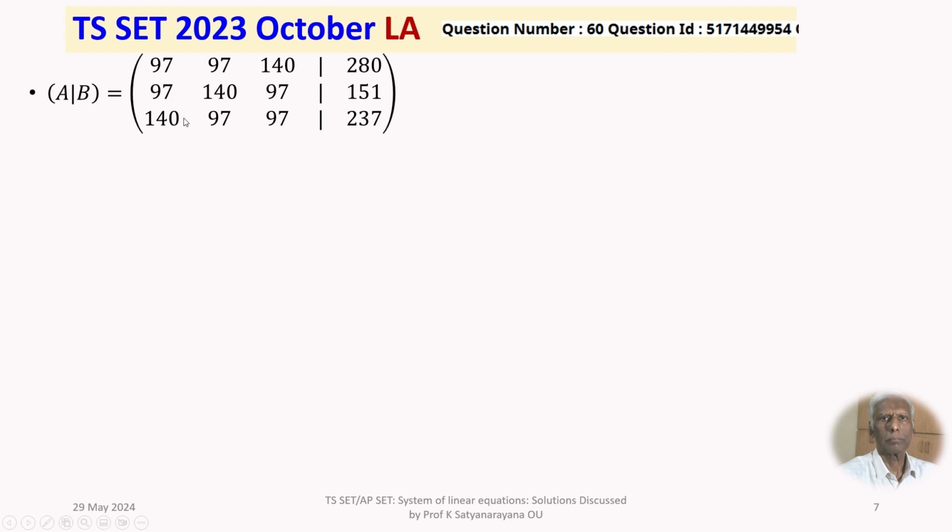Third row, first column element, you want to make it 0. So to do that, R2 is R2 minus 97 times R1, and to make this one 0, R3 is R3 minus... first of all, it is looking inconvenient. So R2 is R2 minus R1, R3 is R3 minus R1. Okay, we have done that one.